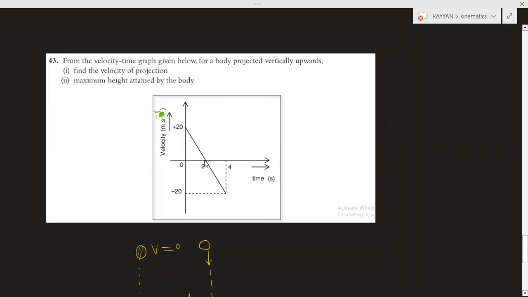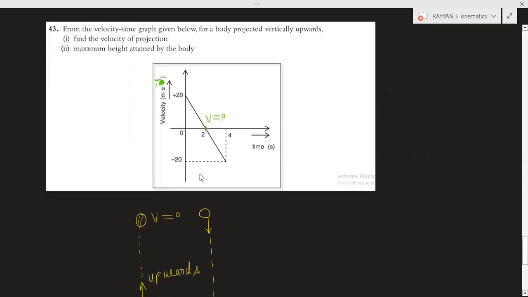At t is equal to 2, can you tell me what is the velocity? 0. From the graph, at t is equal to 2 second, the velocity is 0. At t is equal to 4 second, again the velocity you can see in the graph is minus 20 meter per second. So for 0 to 4 second, the body is in motion. The point where the velocity becomes 0, here the velocity becomes 0, and this is the point of the maximum height.